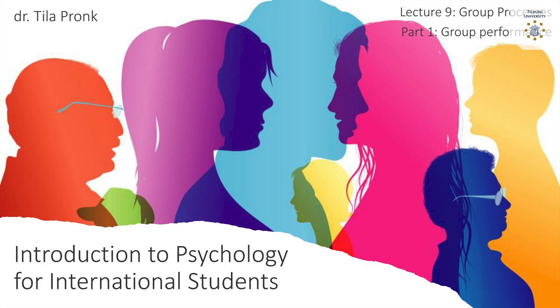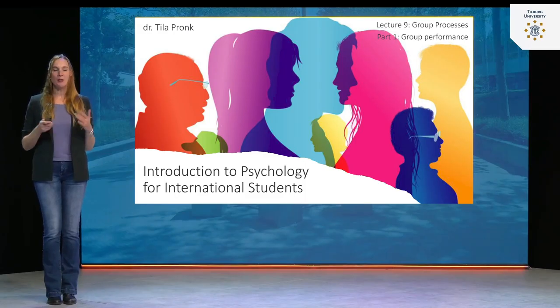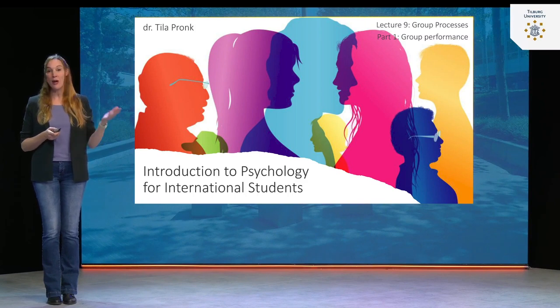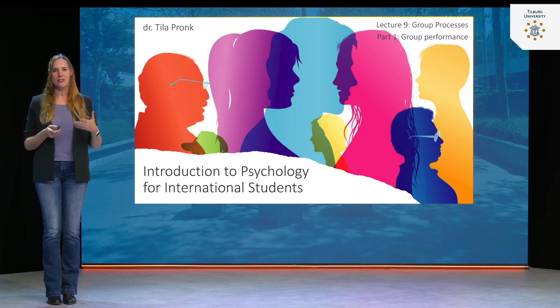This is lecture 9. In this lecture, we'll be talking about group processes. And of course, we talked about groups before. We actually talked about groups a lot already. But we primarily focused up to this point on the human tendency to conform to others in our surroundings. So if a group acts in a certain way, we have this tendency to conform to that group.